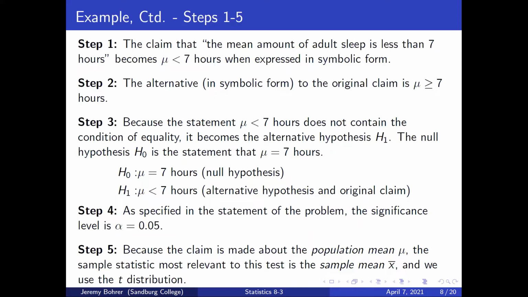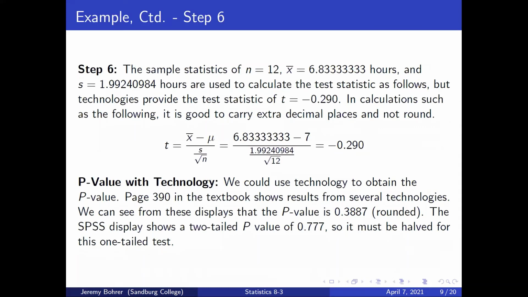Step 5, because the claim is made about the population mean mu, the sample statistic most relevant to this test is the sample mean x bar, and we use the t-distribution. Step 6, the sample statistics of n equals 12, x bar equals 6.83 repeating hours, and s equals 1.9924098 hours are used to calculate the test statistic as follows, but technologies provide the test statistic of t equals negative 0.290. In calculations such as the following, it is good to carry extra decimal places and not round.